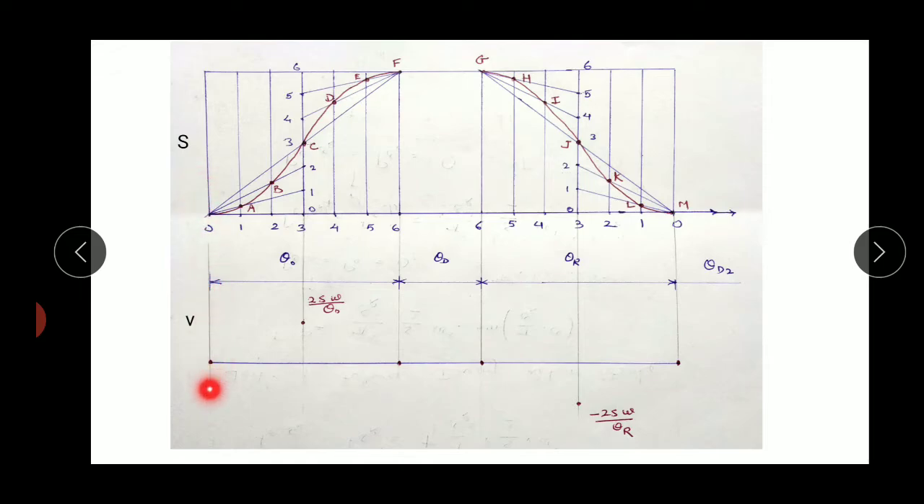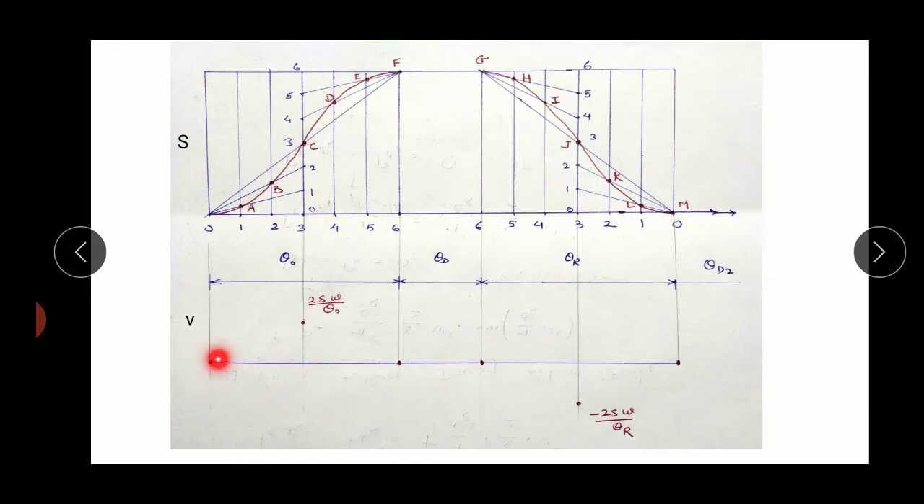From the displacement diagram, at the start of the outstroke, at the middle of the outstroke, at the end of the outstroke. Similarly at the start of the return stroke, at the middle of the return stroke, and at the end of the return stroke. So these 6 projections we have to project in downward direction from the displacement graph. So we have to plot the velocity.